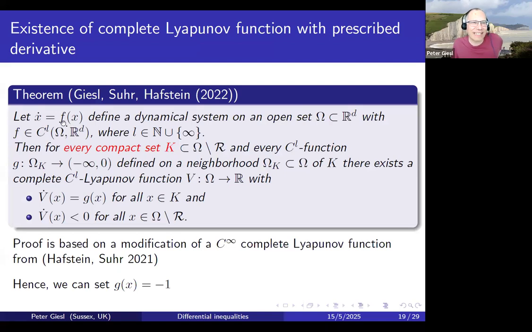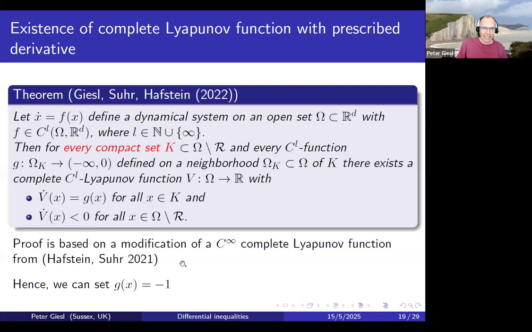So let's go through it in detail. We have a dynamical system with a certain smoothness L. And if we take any compact set in the gradient flow part, so this is omega without the chain recurrent set, which is the gradient flow, and you specify any negative function G here, then you find a complete Lyapunov function that is exactly G on this set K, and is still strictly negative on the remaining bit as well.